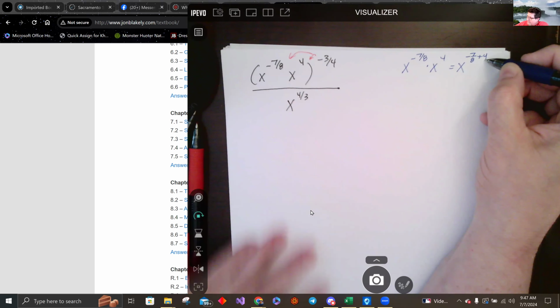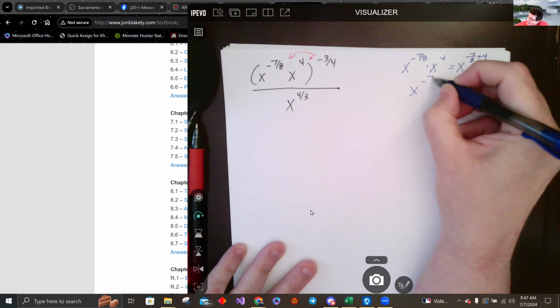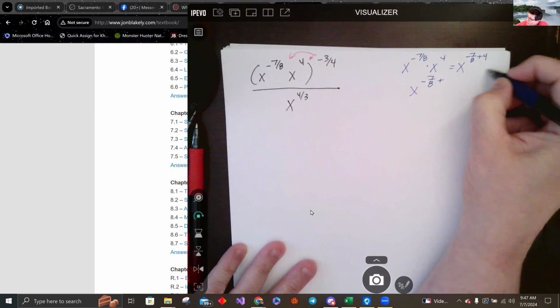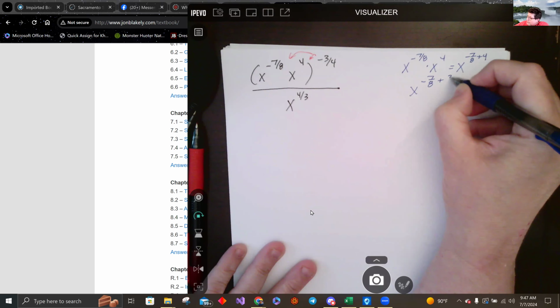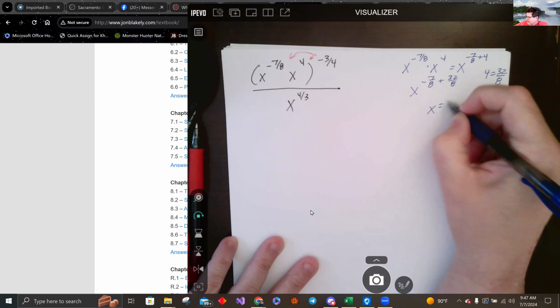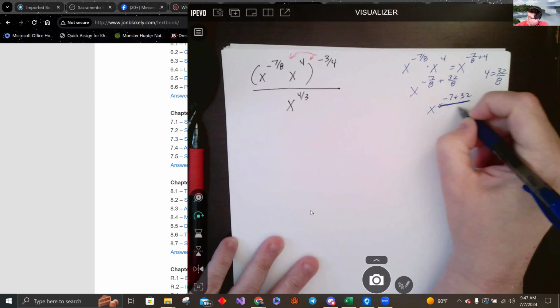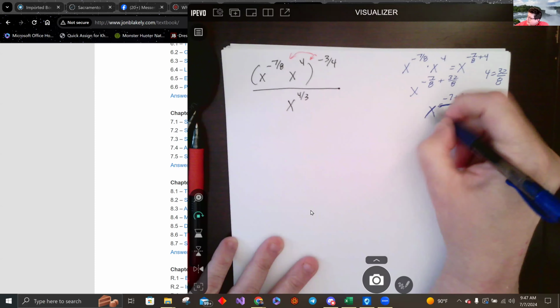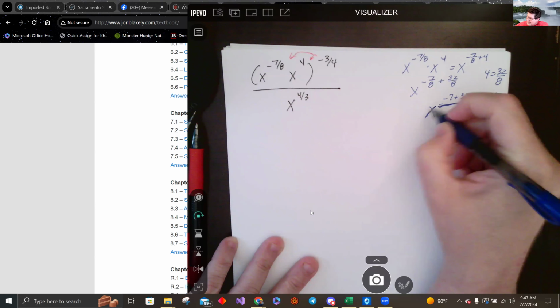And if I rewrite 4 as something with a denominator of 8, 4 is 32 divided by 8. So we'll do 32 over 8. So this ends up being negative 7 plus 32 over 8 as the exponent. So x to the 25/8. That's the inside.